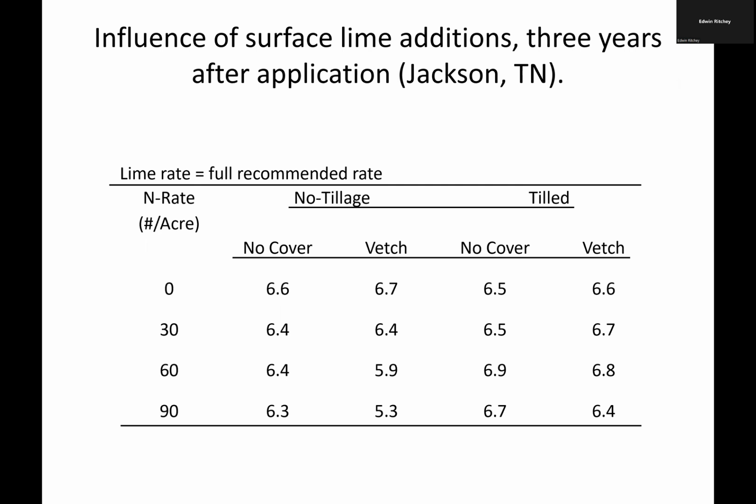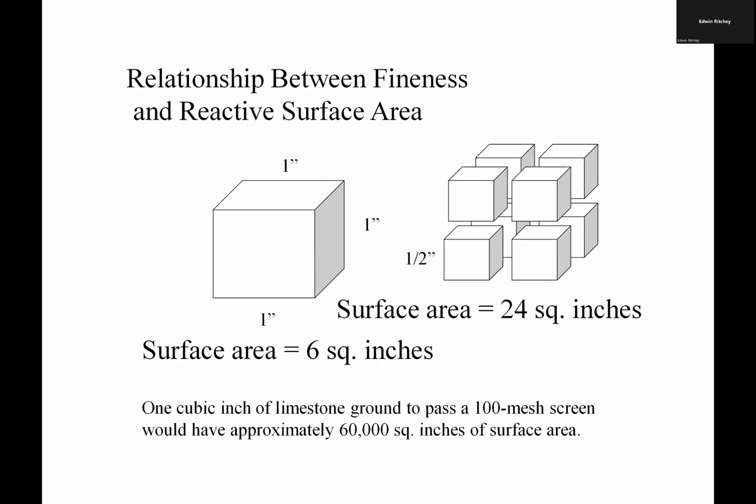So the relationship between fineness and reactivity comes down to surface area. If you take a 1-inch block of limestone and you just cleave it 4 ways, so instead of 1, now we have 8 1/4-inch blocks. If you put those together, they're 1 inch. We go from a surface area of 6 square inches to a surface area of 24 square inches. You keep doing that and keep doing that till you can pass a 100 mesh screen, which is very fine. You would have approximately 60,000 square inches of surface area.